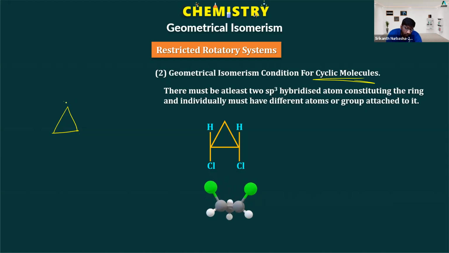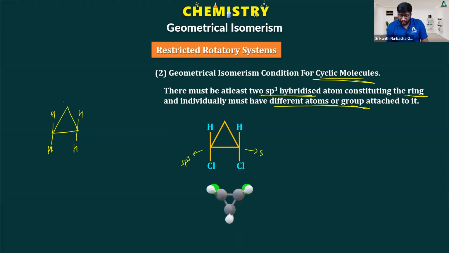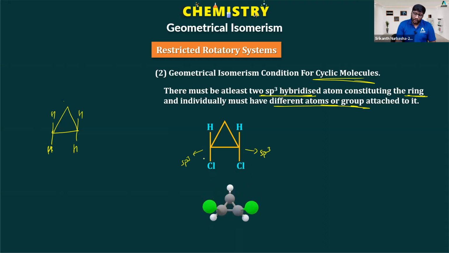If I have both hydrogens here, one hydrogen above, the other hydrogen below, that is, two same atoms present on different sides, then it will not show geometrical isomerism. There must be at least two sp3 hybridized atoms constituting the ring, each with different atoms or groups attached. Like this: this is sp3, this is sp3, and hydrogen and chlorine are connected to the same atom. We should not have the same groups.